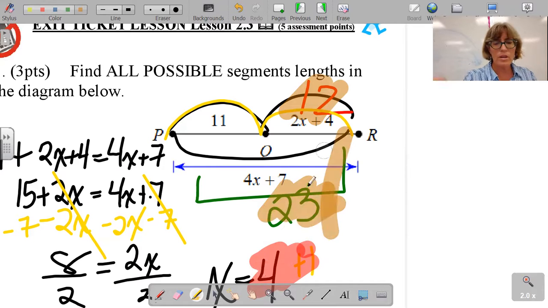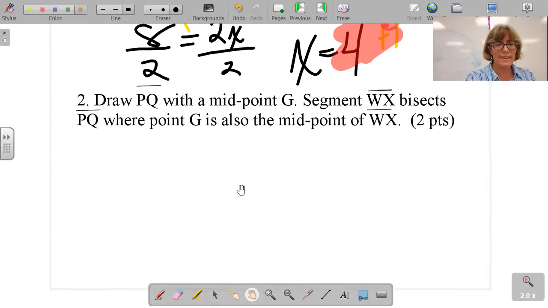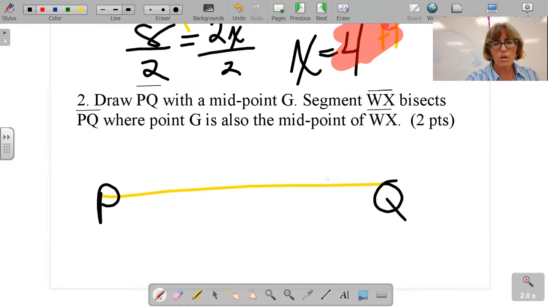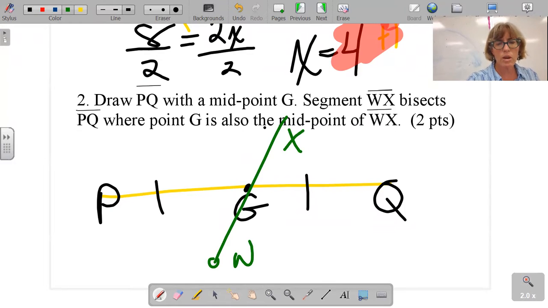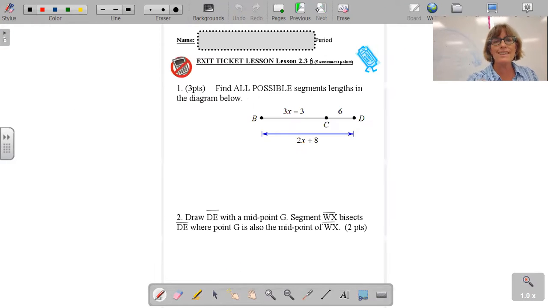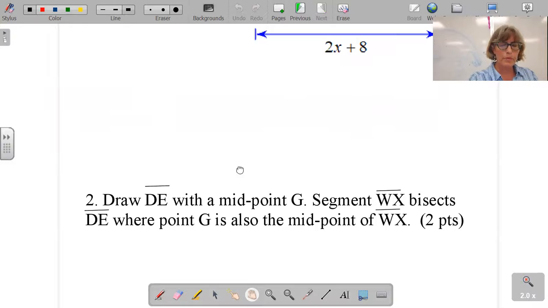That's worth 3 points. Down here, we've got PQ, midpoint of G, hatch marks, and we have WX. It doesn't matter which one's W and which one's X, that can be switched, but that's also a midpoint going this way. So again, same thing, 1 point just for the segments with the appropriate letters, and G should be in the middle there, and then 1 point for the 1 hatch mark and the 2 hatch marks, so 2 points. This last one, 5 points total.